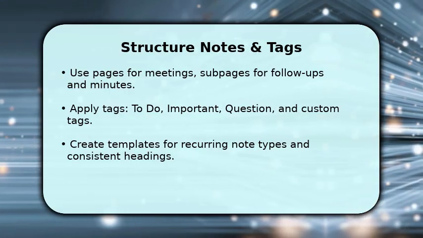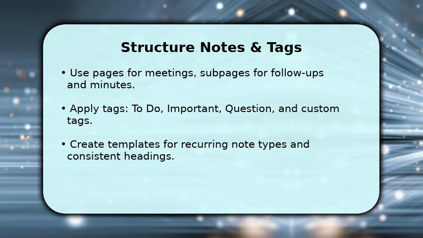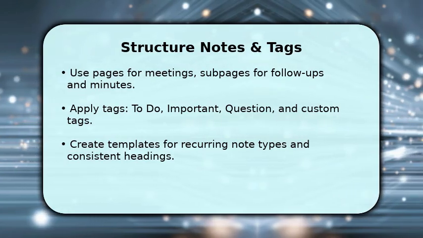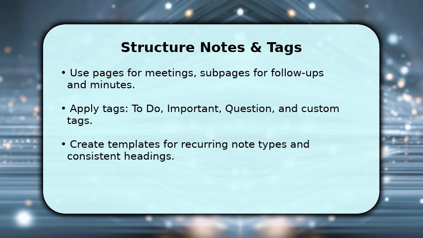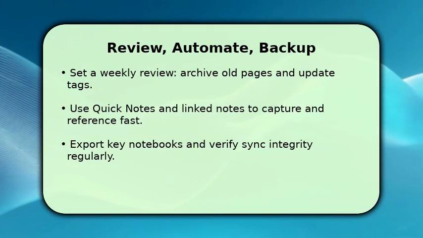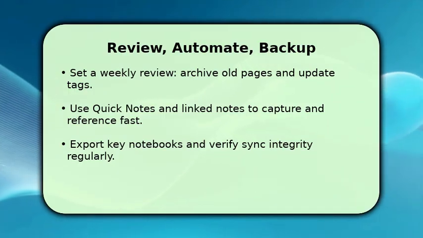Also create a simple template for recurring notes, agenda, decisions, and next steps, because consistent headings speed review and make automation, like tag-based searches or exports, far more reliable. You finish by scheduling a weekly review to archive completed pages, re-tag items, and update project sections so your system stays lean and useful.